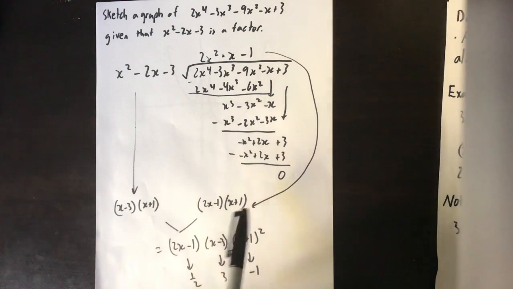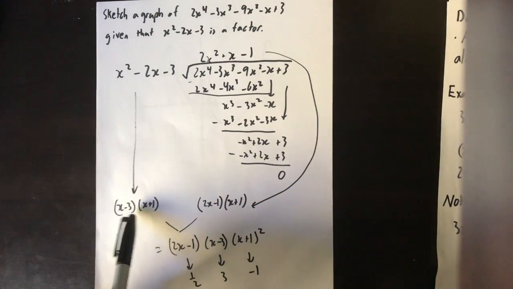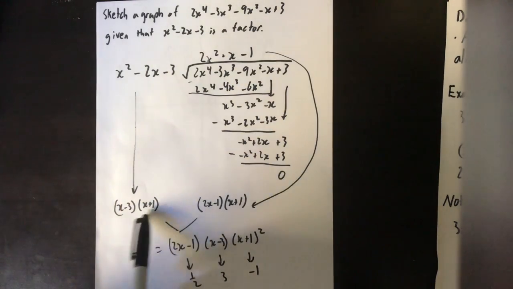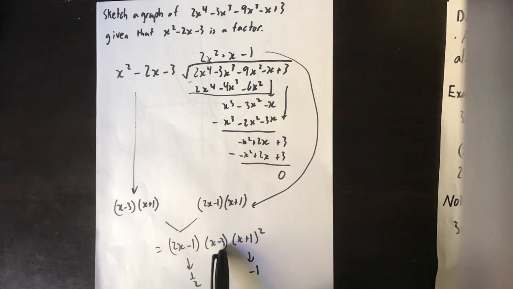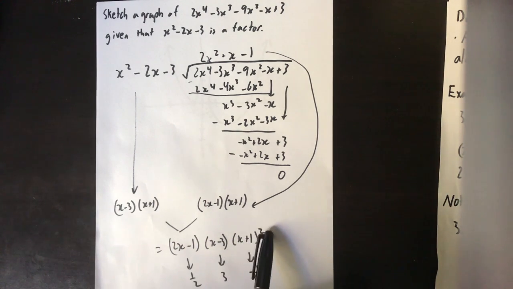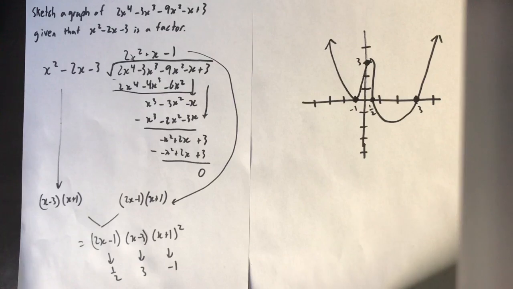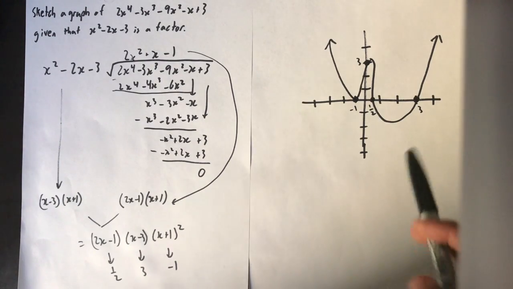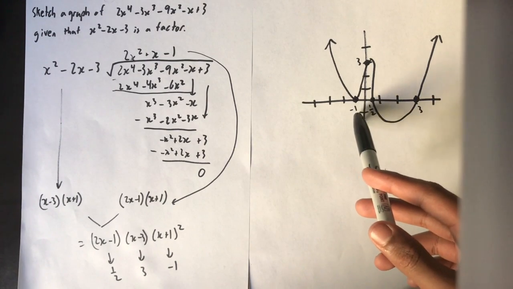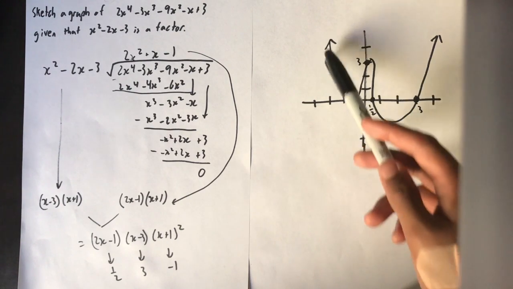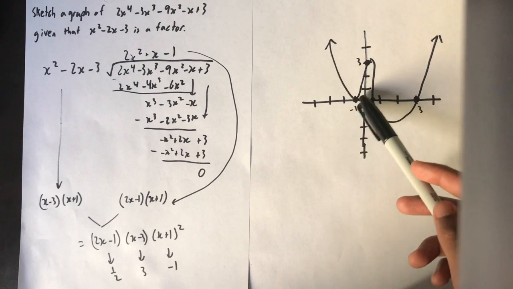Looking back to example 1, we then use the factoring rules and factor both terms even more, resulting in 2x minus 1 times x minus 3 times x plus 1 squared. To further graph it, we need to first find the x-intercepts. So you get half, 0, 3, 0, and negative 1, 0. Using the graphing rules, we can then see that at x-intercept negative 1, it is squared, so we need to draw a parabola bouncing off at negative 1.